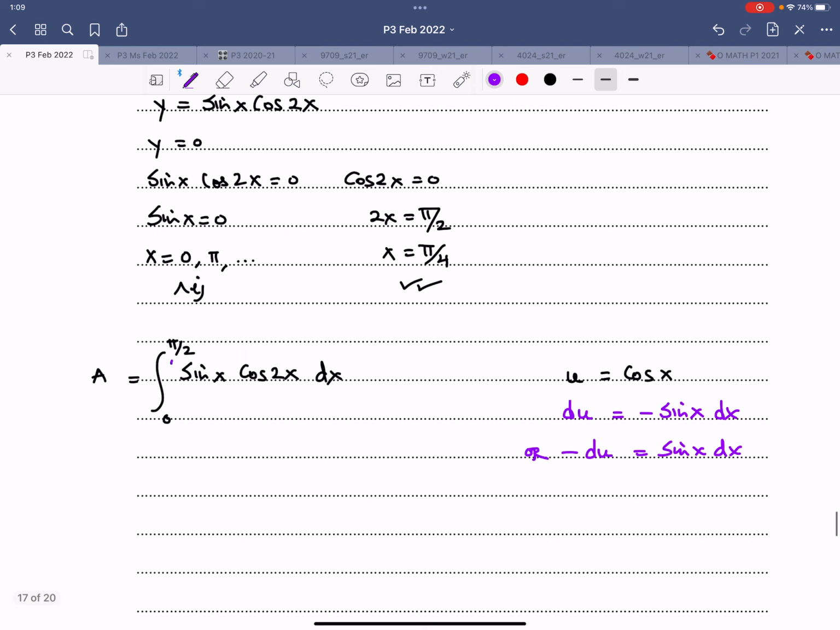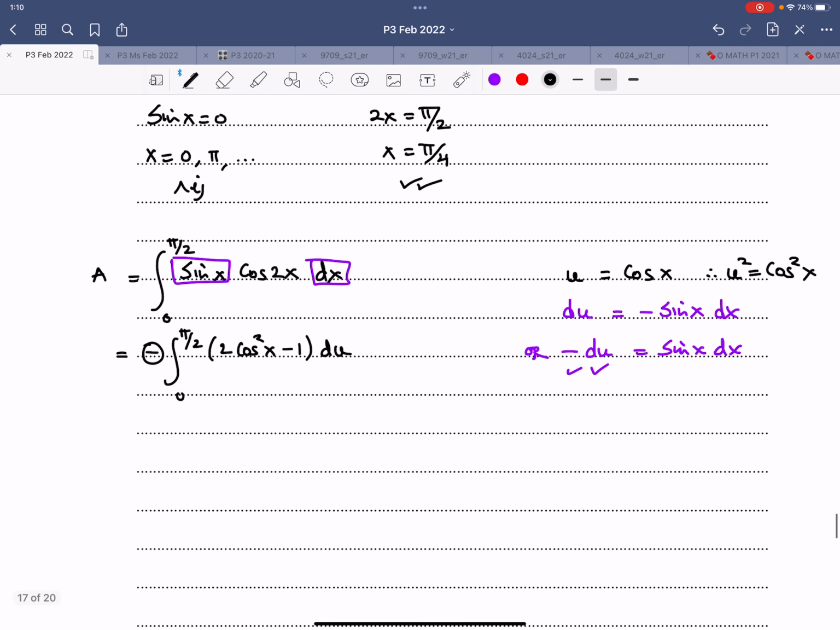So therefore this is sine x, this is dx, that will be shifted to negative du, that will be substituted. That's the first thing. So first of all, write this thing as 0 to pi by 2, this is a negative sign, this is du, and what should I do with cosine 2x? I can write this thing as 2 cos square x minus 1. u is cosine x, therefore u square is cos square x. So therefore this is negative 0 to pi by 2, this is 2u square minus 1 du. So far so good. This is what you have reached.